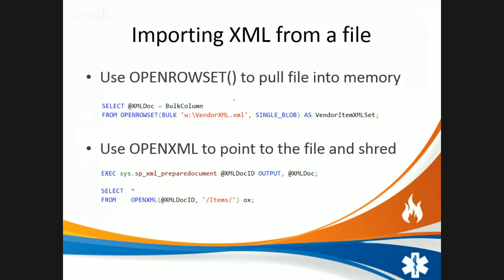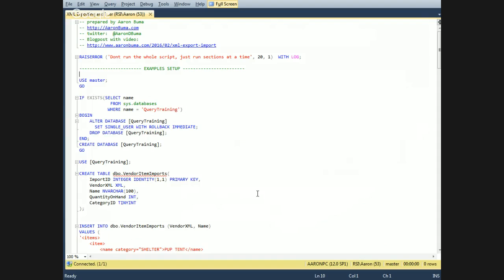So importing, use OPENROWSET to read the file, and you create a pointer for it. You use prepare document to create the pointer, and then you reference the pointer in a query. So we'll go over that in the demos.